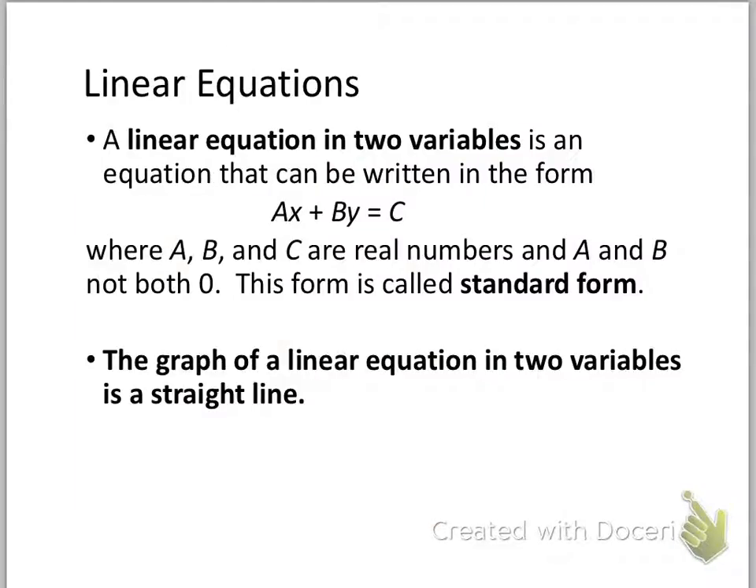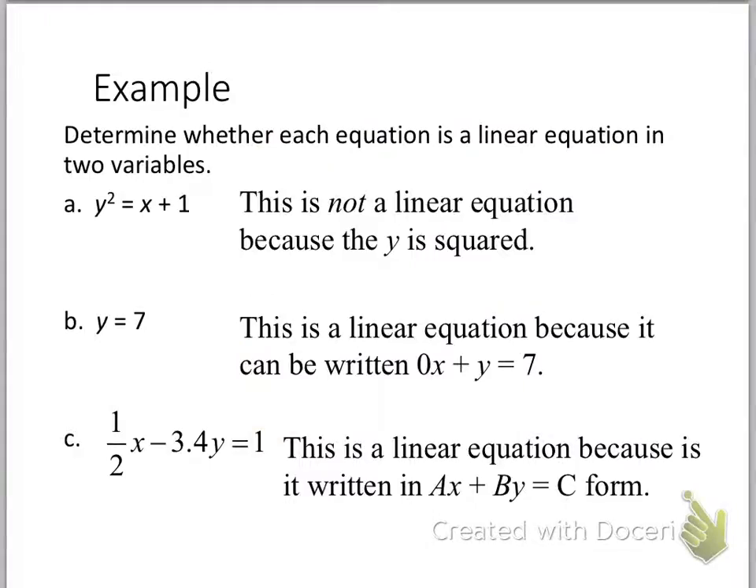Now, linear equations have two variables, and they can be written in what we call standard form, and that looks like this, where A, B, and C are numbers, and you have the variables x and y. That's the way the equation looks. The way the graph of a linear equation looks is a straight line. So those are two things to keep very conscious.